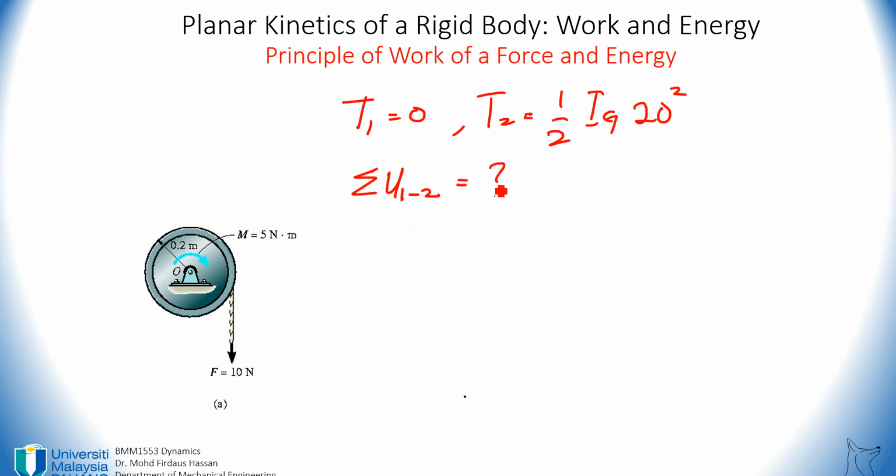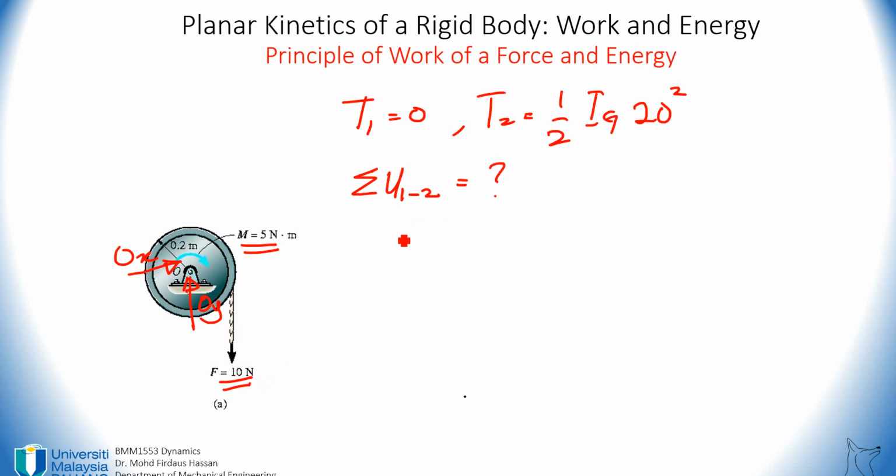The work done first, we have Ox and Oy. Since these forces don't create any displacement, they don't do any work, right? So what's left? Only the external couple moment and the external force.